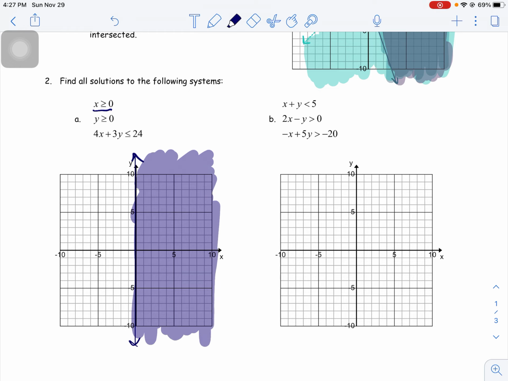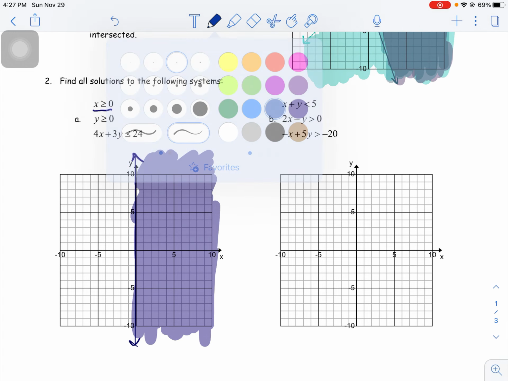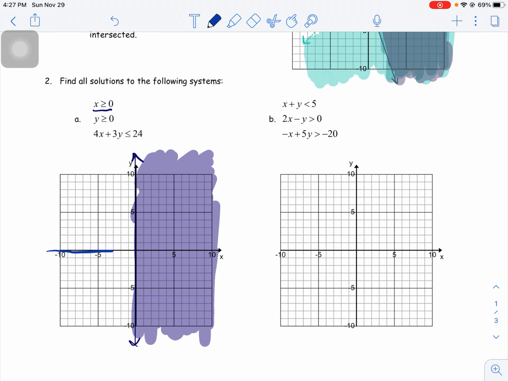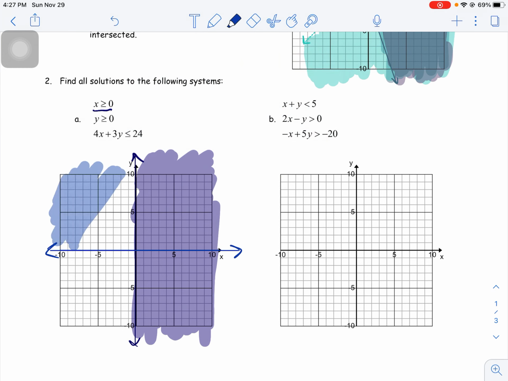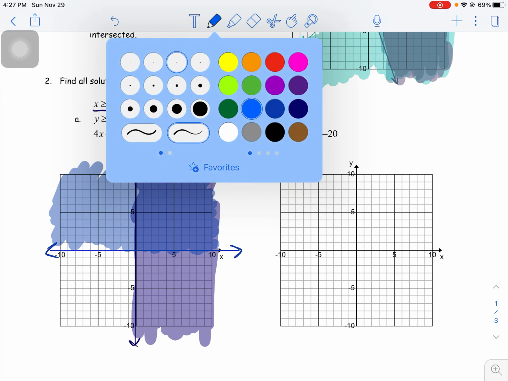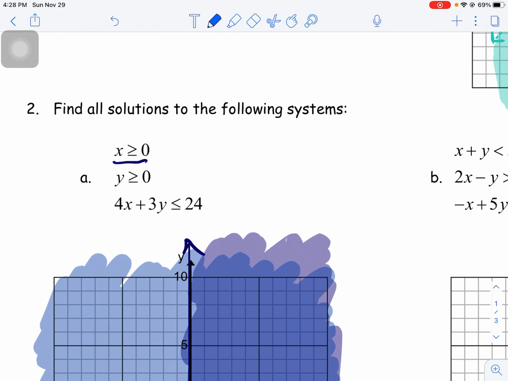All right. The next one says y is greater than or equal to 0. So then we're going to go a solid line at y is equal to 0. Just like this. Whoops. Solid line here. And then all of the y's that are greater than that line would be all of the y's up here. And then the last part of this, I'm actually going to solve for y, so that's easier to graph. So I'm going to subtract 4x from both sides. 3y is less than or equal to negative 4x plus 24.